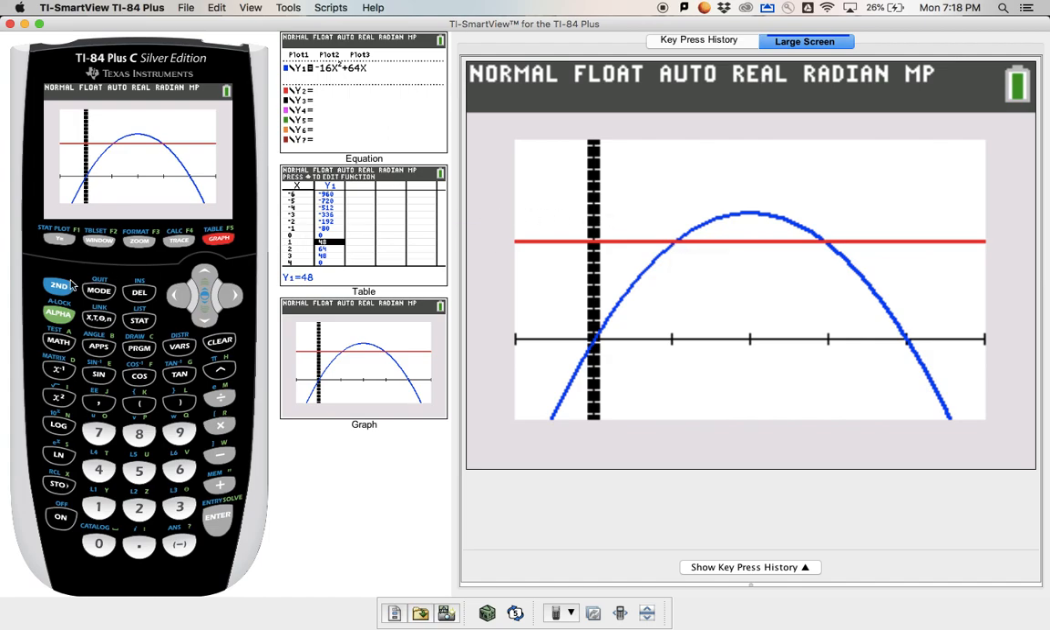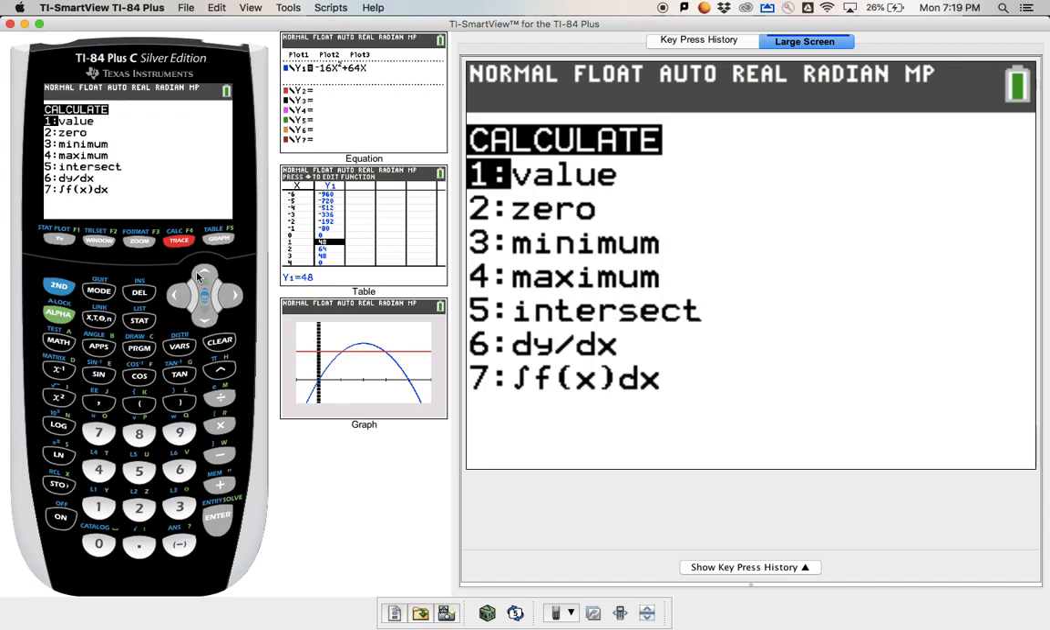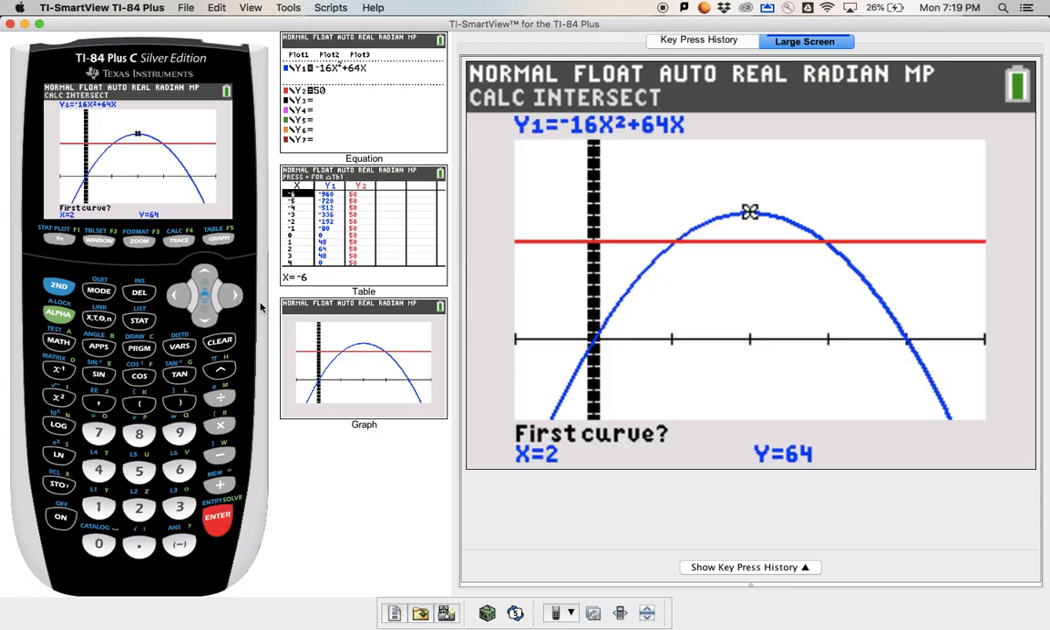So to figure out exactly where that is, we can hit second, trace, and we want to actually figure out where those intersect. So we'll hit that. Now, since it intersects twice, put it near the intersection that you want to look at here. So I'm going to put it over here to this left intersection. Hit enter, second intersection, yep, hit enter. Apparently that comes at about 1.06 seconds. It hits that 50 feet. So that'll be one of them right there.